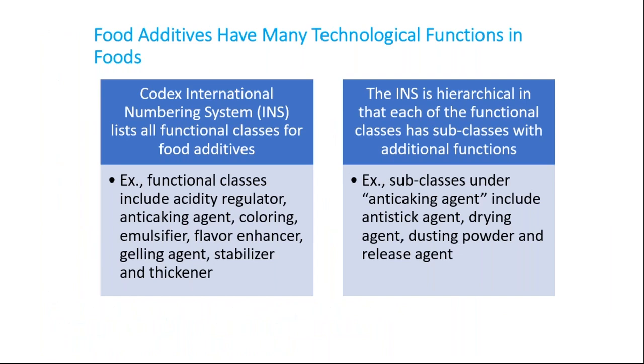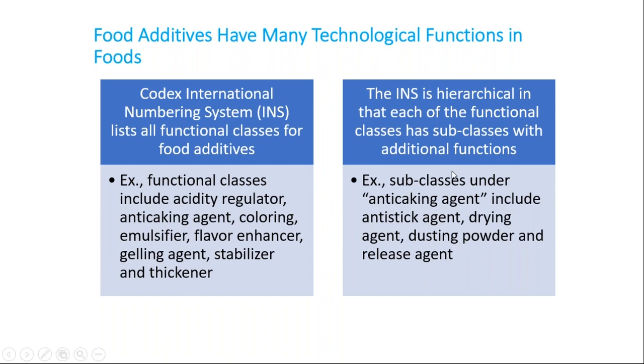So the food additives have got many technological functions, and the Codex International Numbering System lists all the functional classes for food additives. And these, as we say, include all those 27 classes which were shown in the previous slide. And under each class, you have a subclass. For example, under anti-caking agent, you have the subclass of drying agent, dusting powder, and release agent.